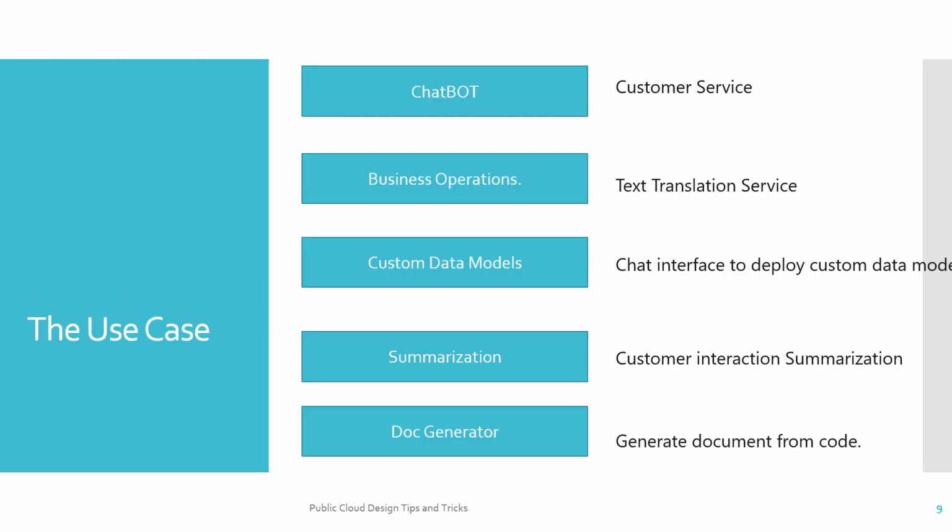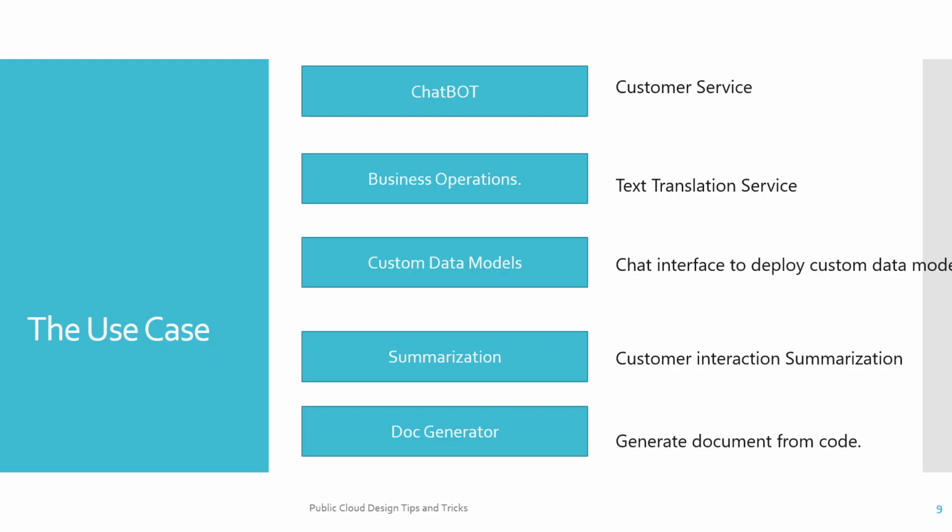A few use cases as examples. First of all, ChatGPT. ChatGPT is nothing but a web interface where you can perform conversational things, and that is more contextual in nature. So a chatbot also falls under that. You can use it for customer service use cases where customers can easily interact with the bot and get their service done. Business operations is more like language translation or text translation.